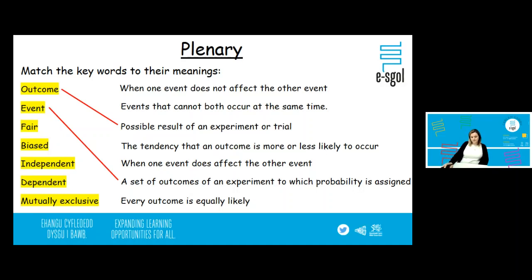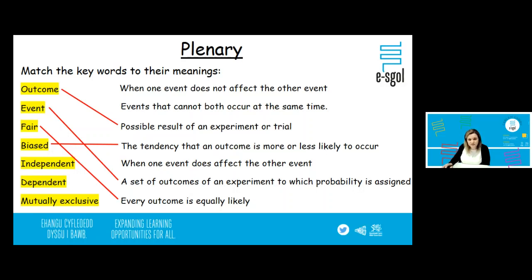Now, fair might be one that you've perhaps come across a little bit more often. You'd probably hear that word in everyday life. When something is fair, then obviously it's equal. So bottom one there, every outcome is equally likely. Biased, again, go back to that flipping of the coin, a weighted coin. If you always land on tails, then that's biased. So that one goes straight across to the tendency that an outcome is more or less likely to occur than something else.